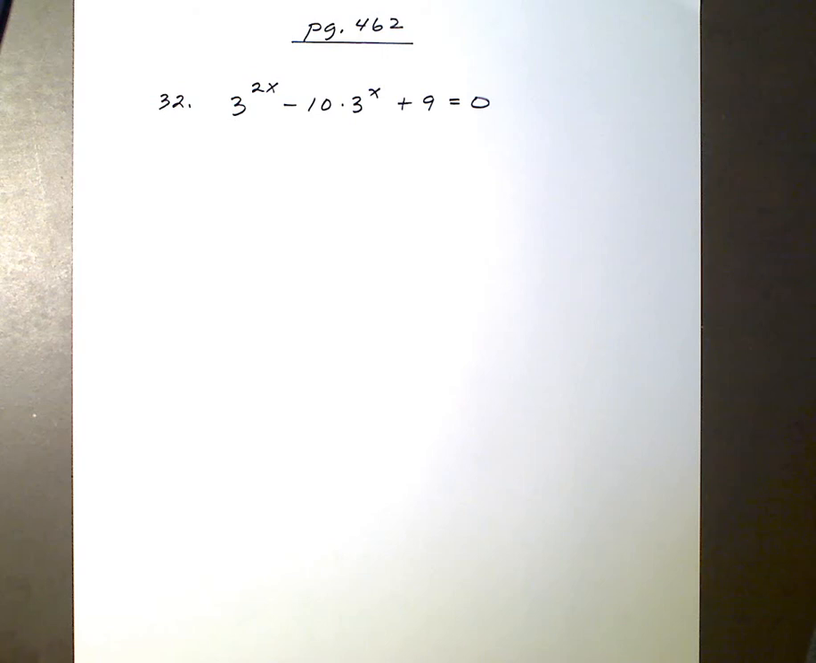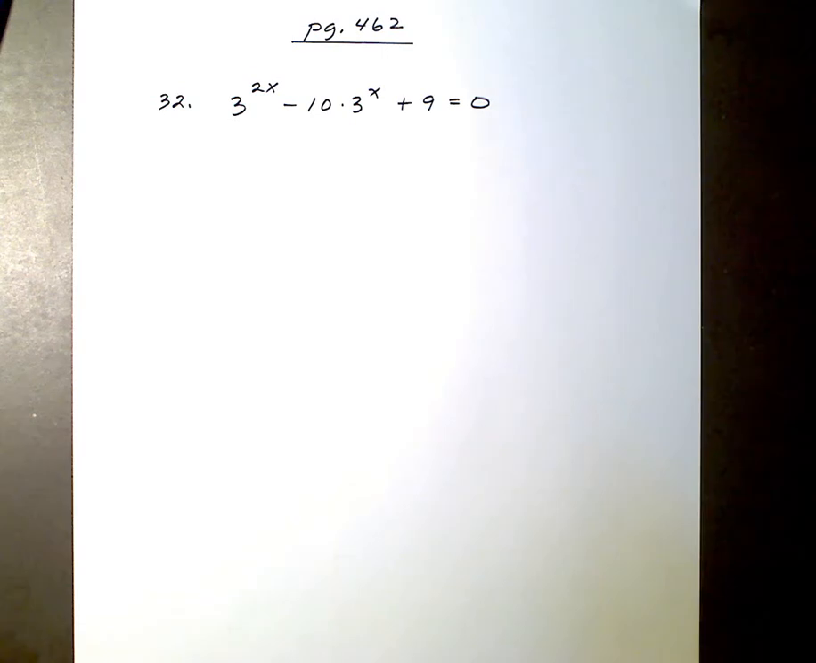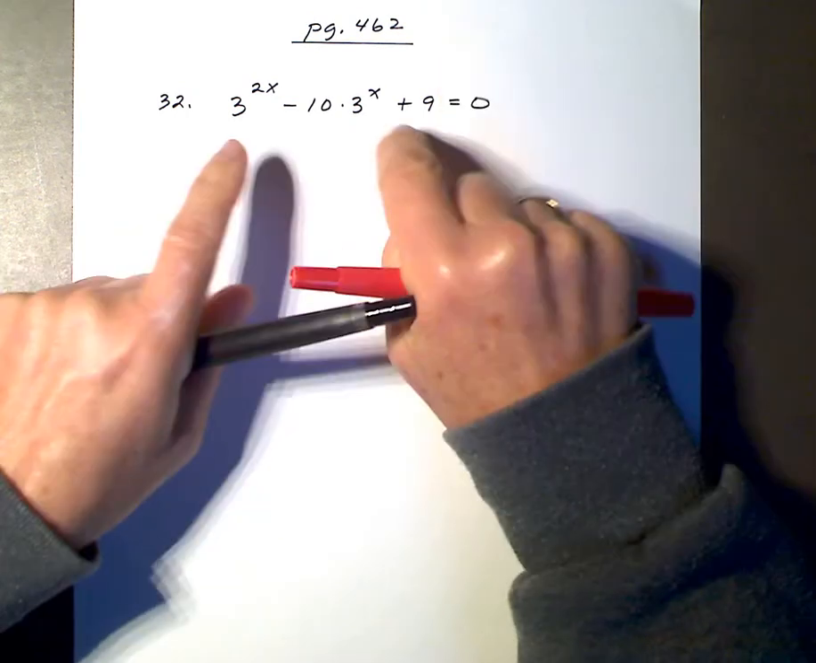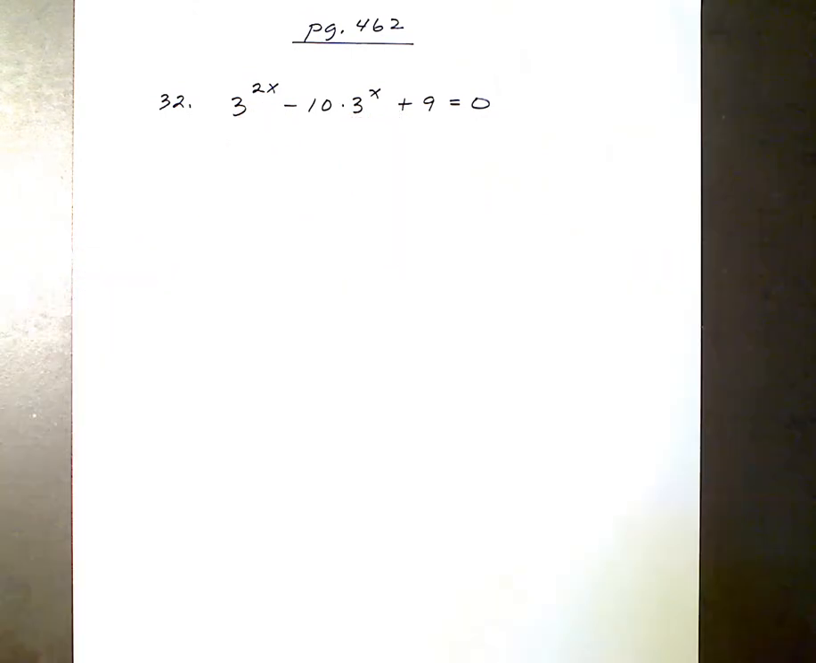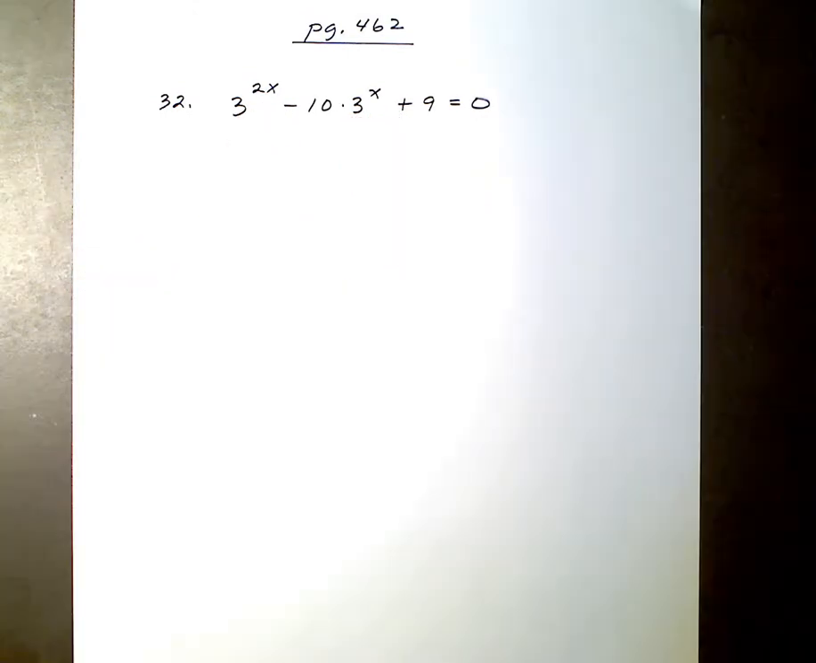All right, number 32 on page 462. And this is an equation, an exponential equation, because the variable x is up in the exponent here and here. And I need to solve for it. So I got to be able to somehow get those down on the ground.